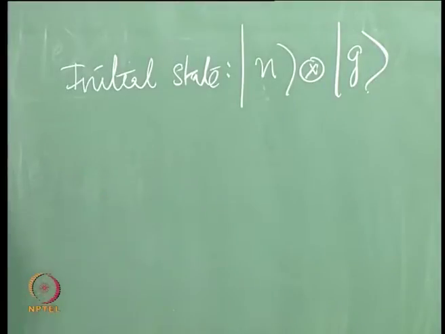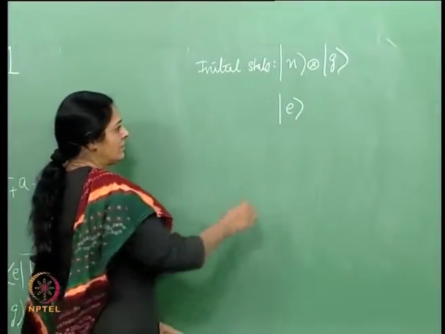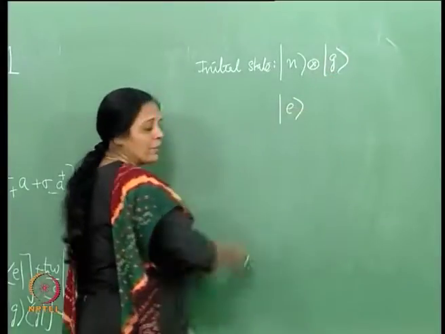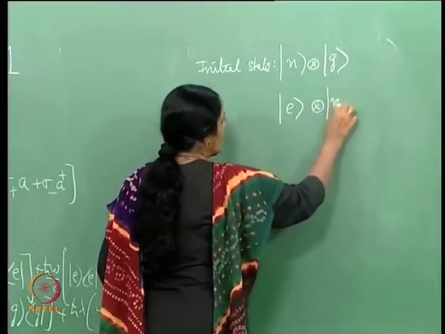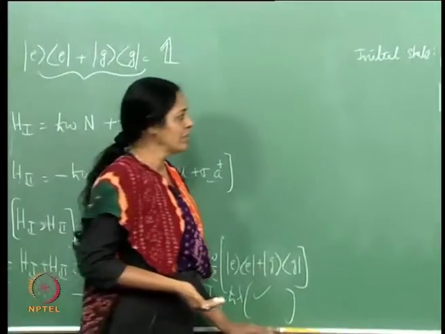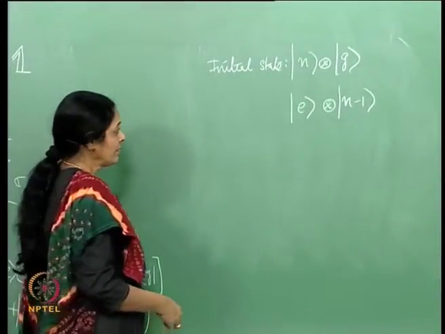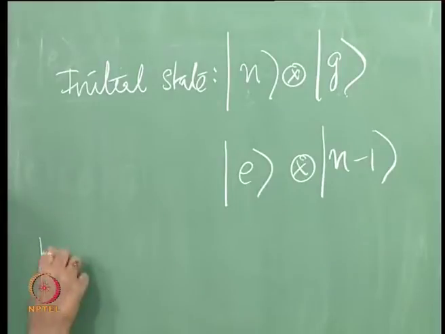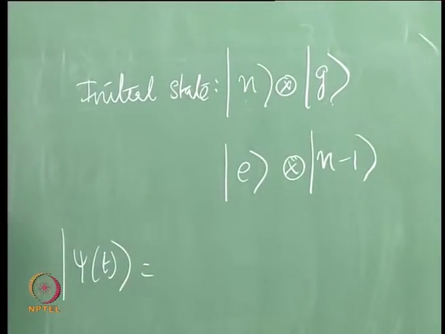What are the various states that are possible here? Of course, the ground state could become the excited state. But this could have happened only if a photon was absorbed, and therefore n went to n minus 1. So what is an arbitrary state of this system, which means at any time t, what is the state?